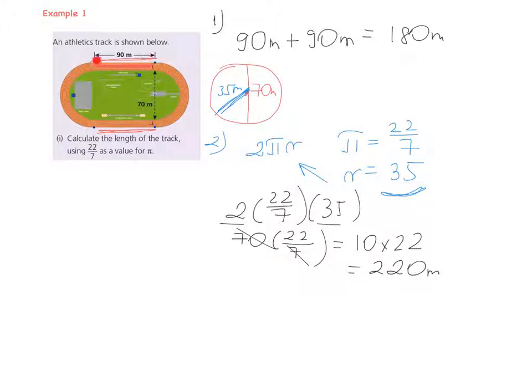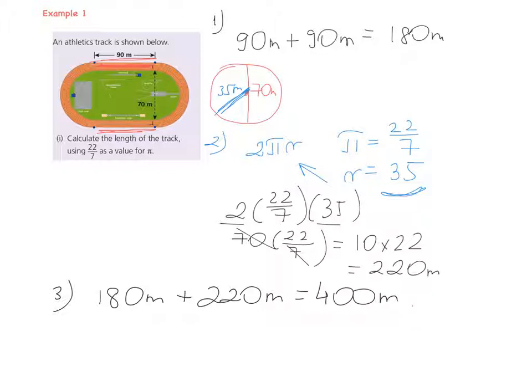Now let's make it a little bit smaller. We know this length and this length is 180 altogether, and then we have this length, and this is 220 altogether. Now we need to just add it up. So the third step is just add it up. 400 meters. Okay, done.